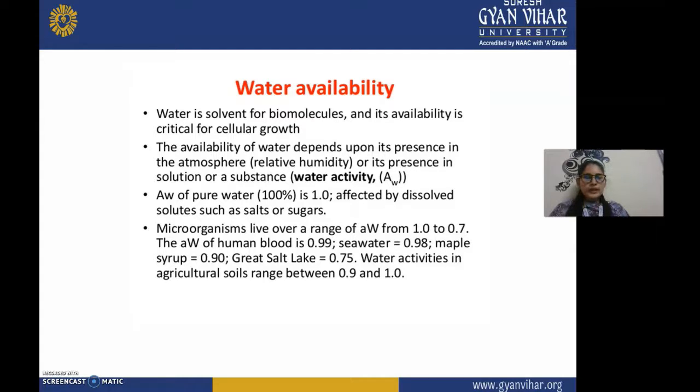So microorganisms live over a range of water activity from 1 to 0.7. The water activity of human blood is 0.99, seawater is 0.98, maple syrup is 0.90, Great Salt Lake is 0.75, and water activities in agricultural soils range between 0.9 to 1.